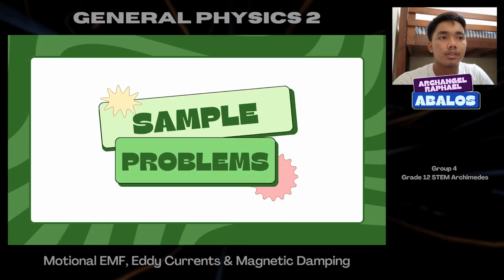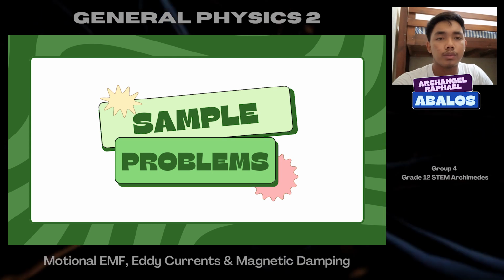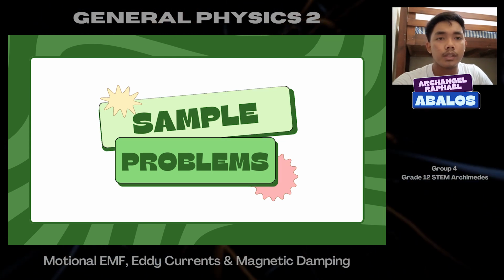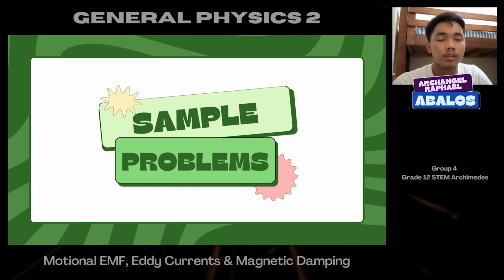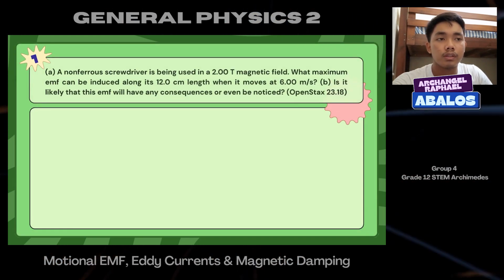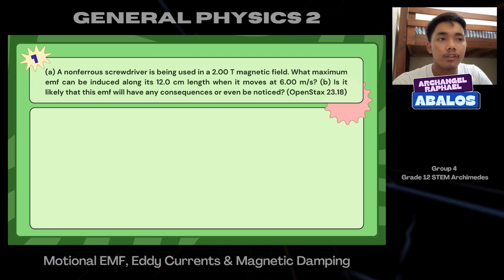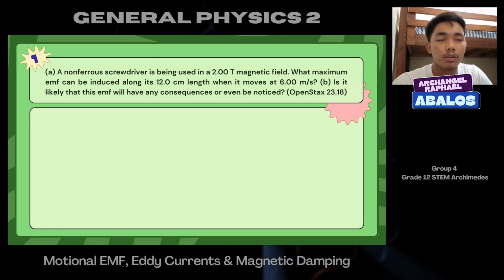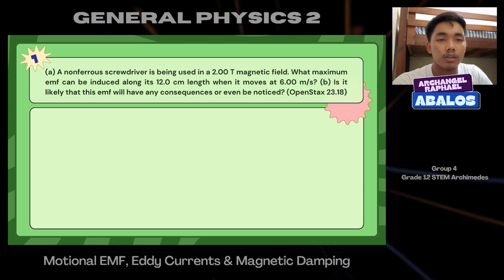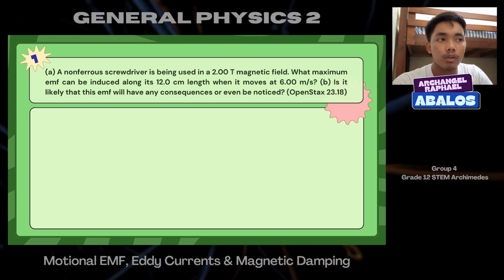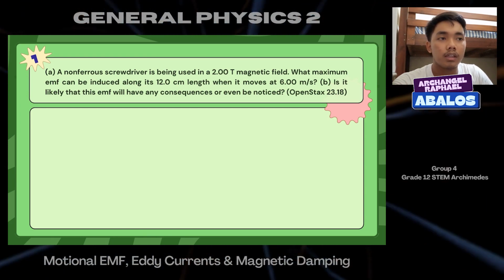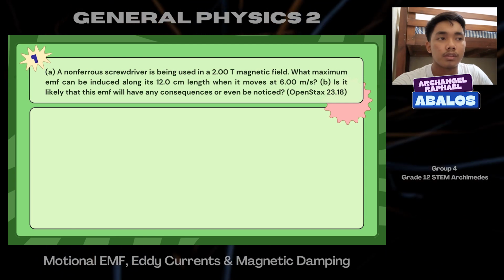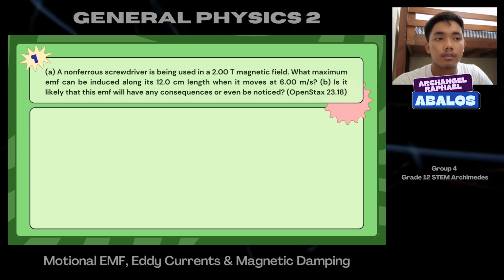Now, we will be discussing sample problems related to motional EMF from OpenStax chapter 23, numbers 18 to 20. Let's start. So first, letter A. A non-ferrous screwdriver is being used in a 2 Tesla magnetic field. What maximum EMF can be induced along its 12 centimeters length when it moves at 6 meters per second? And for letter B, is it likely that this EMF will have any consequences or even be noticed?